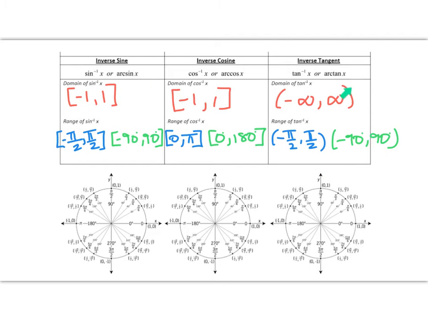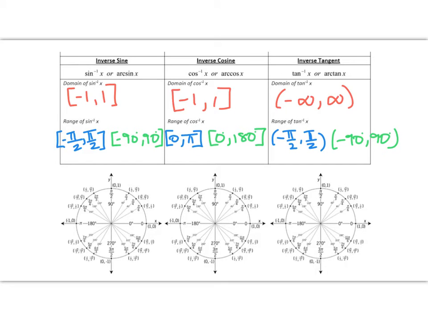In the next row, we're looking at the inverse graphs. So all we're doing is taking the restricted domains from above and the ranges and flipping them around. So now the domain of sine inverse and cosine inverse is negative 1 to 1. The domain of tangent inverse is negative infinity to infinity.